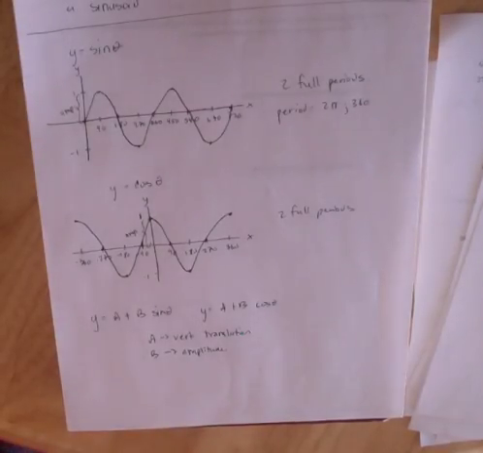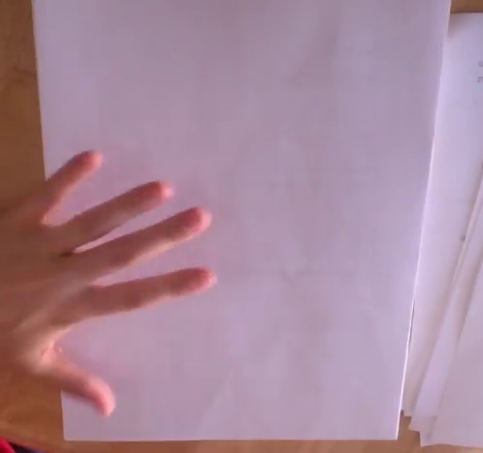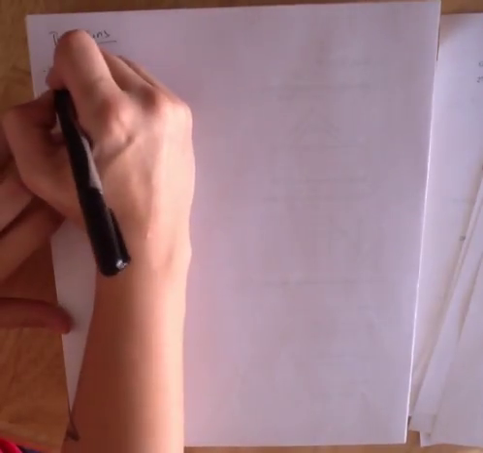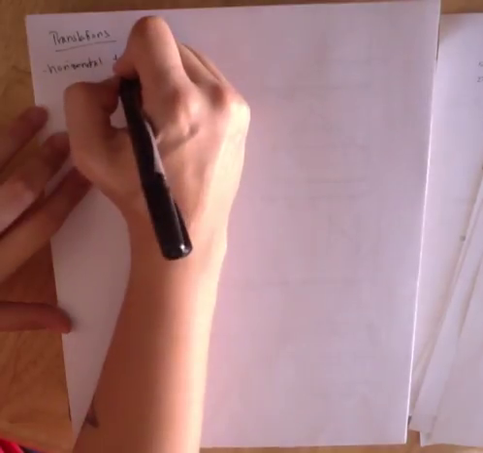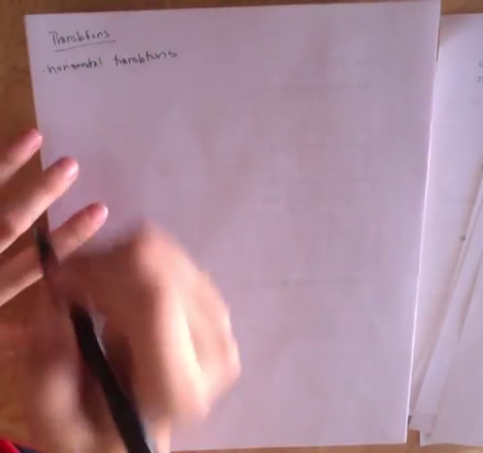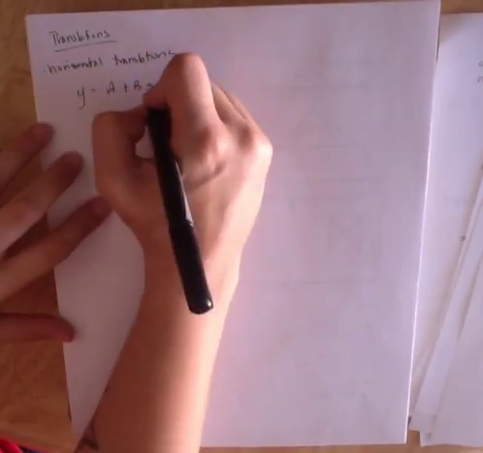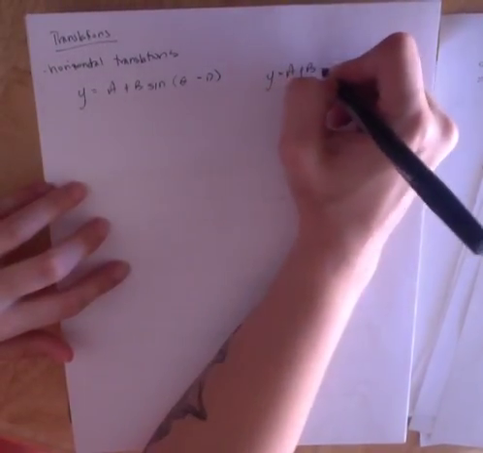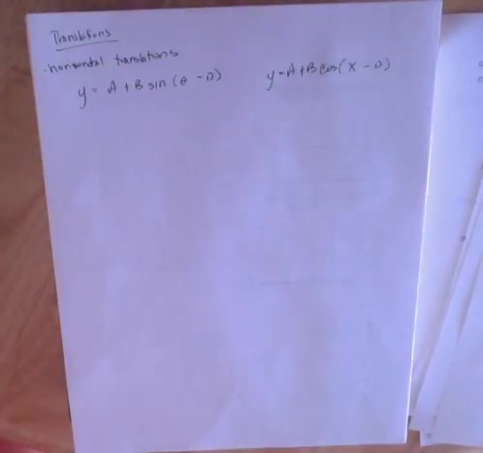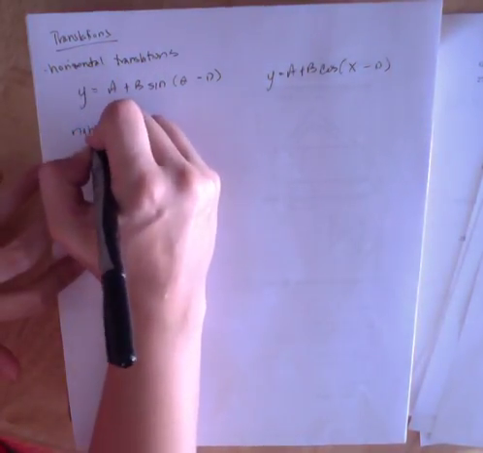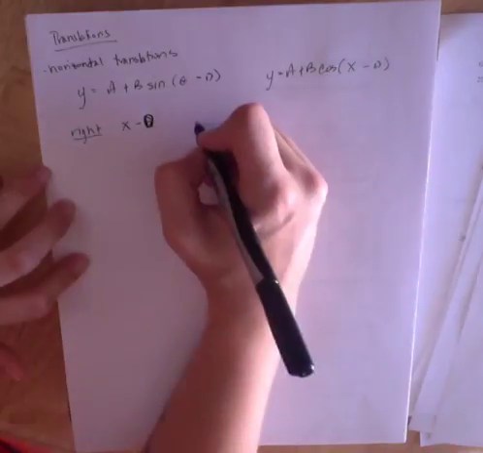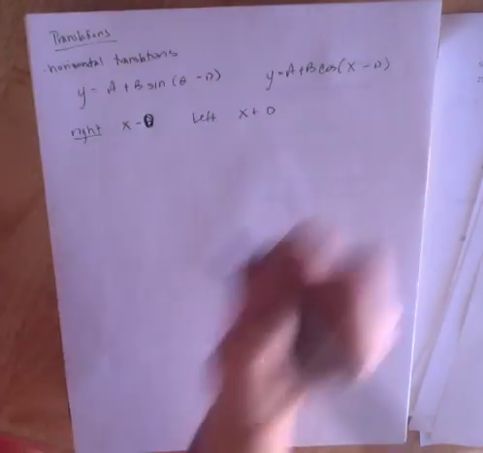Now, what we're going to do is have other translations. We are going to have horizontal translations. So it will look like y equals a plus b sine of theta minus d, or y equals a plus b cosine of x minus d. It doesn't matter if you use x or theta, you'll see both. Now we know that if we're shifting to the right, we will have x minus d, and going to the left, we'll have x plus d.